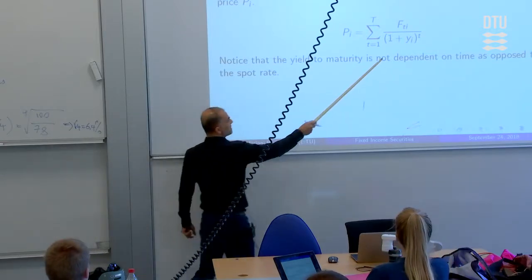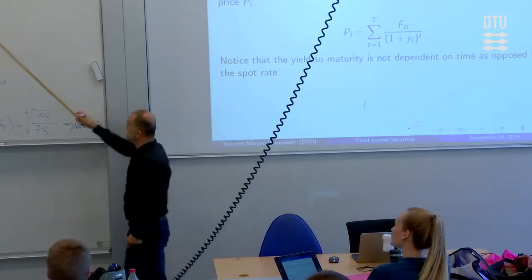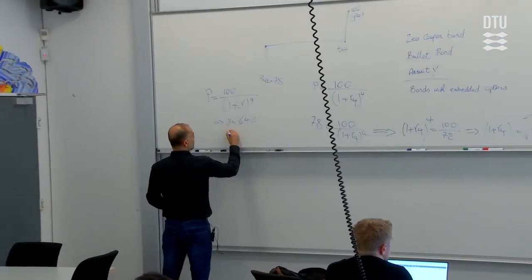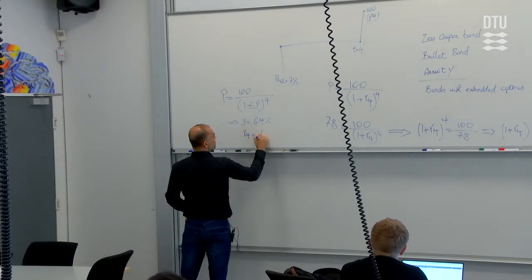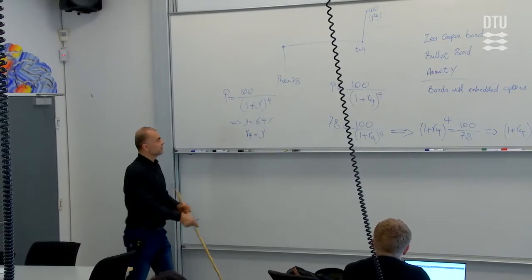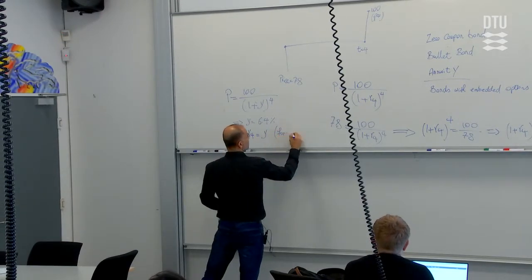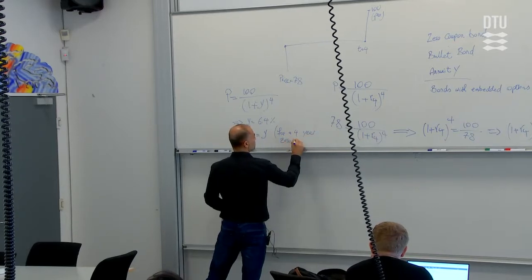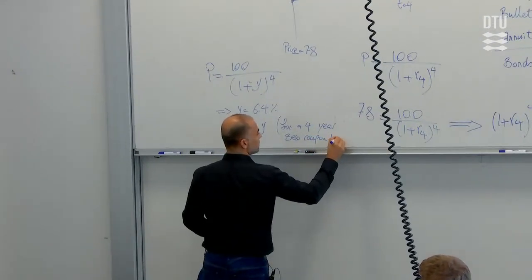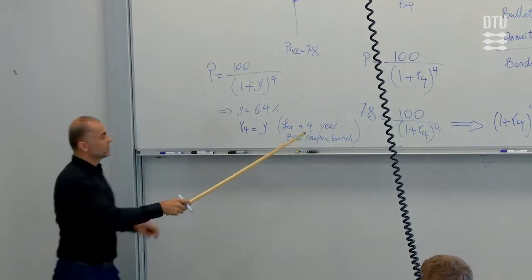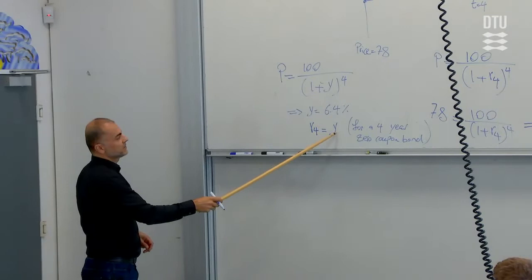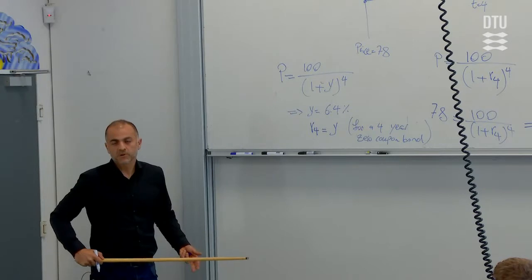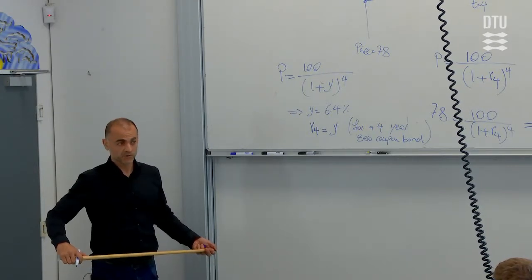So in this case, if you were looking at the zero coupon bond, then we have essentially that this R4 was also equal to y, right? And that's because we are looking at a 4-year zero coupon bond, right? So for a 4-year zero coupon bond, the internal rate of return, or the yield to maturity of that one, has to correspond to the 4-year spot rate.